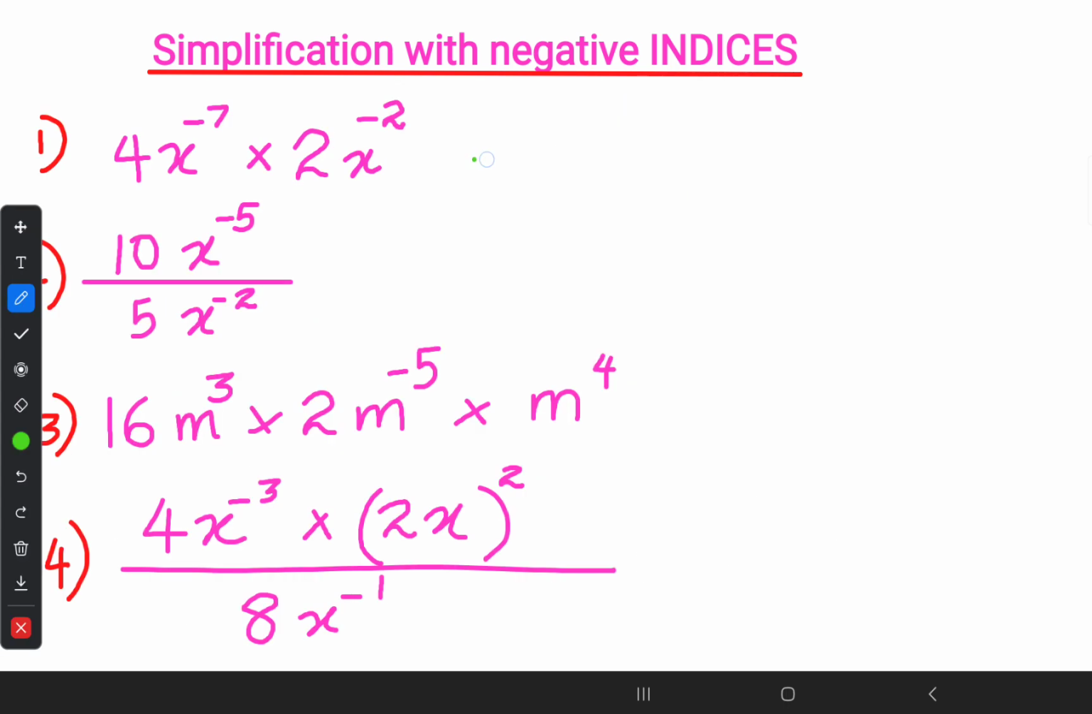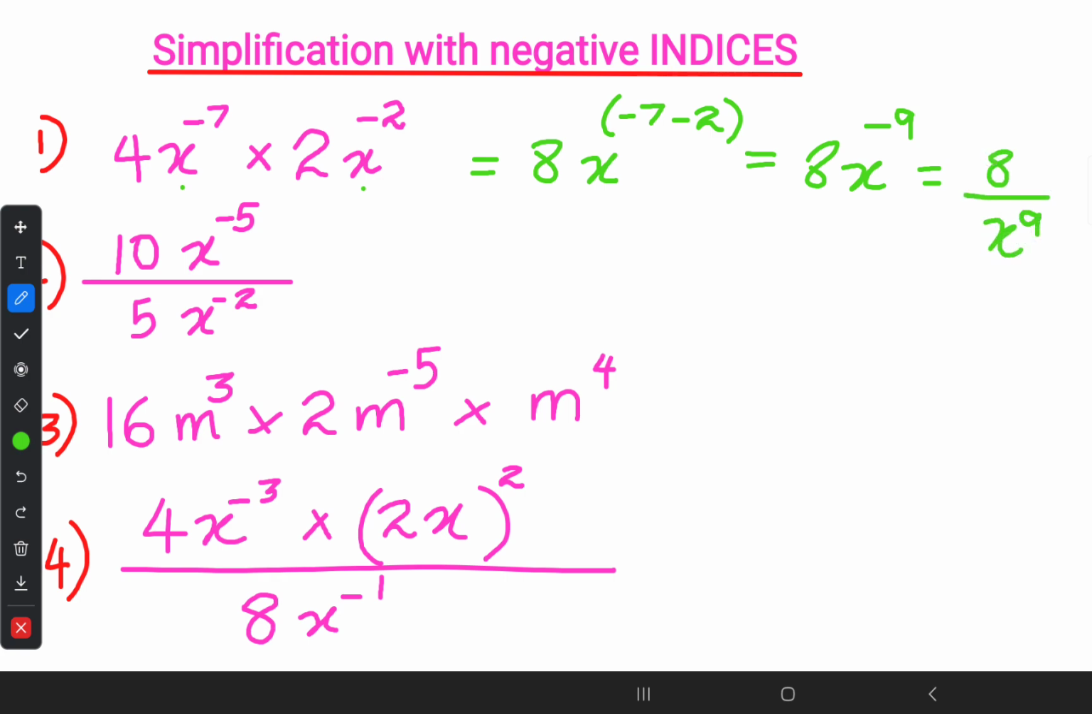The first question, I'll do the multiplication of these numericals. 4 times 2 it's 8. Thereafter we have same base multiplication. So x, I have to get the sum of these indices. So 8 x with the power of negative 9. Since x is having a negative power, I have to convert it as 8 upon x with the power of 9. Okay, this is the proper way to represent your answer.